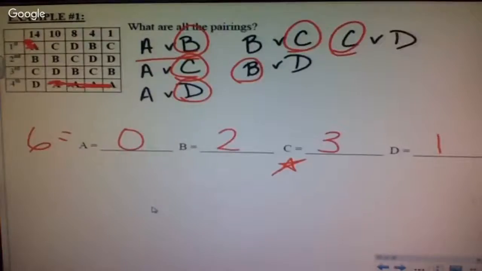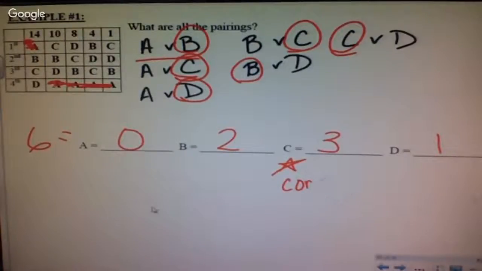So if we go back to this example, how many people does each player have to face? If I have 4 people. Somebody said it. 3. Okay. If there's 4 candidates, each candidate has to play 3 people. Does anybody here have 3 points? Yes. So C is not only your winner, they are also your Condorcet.